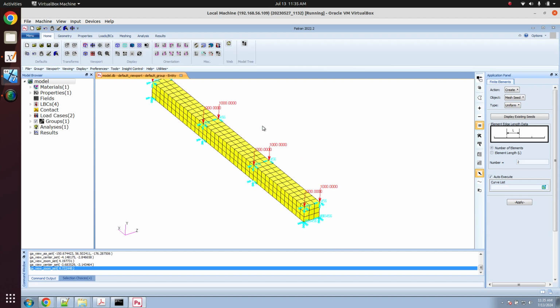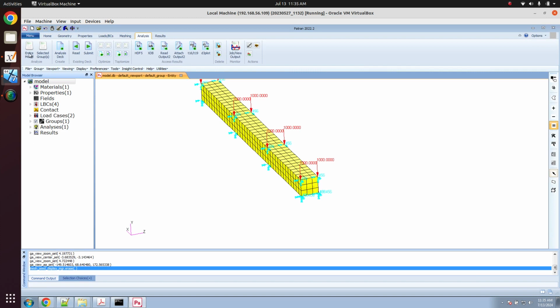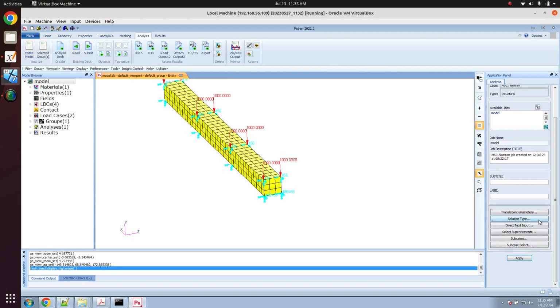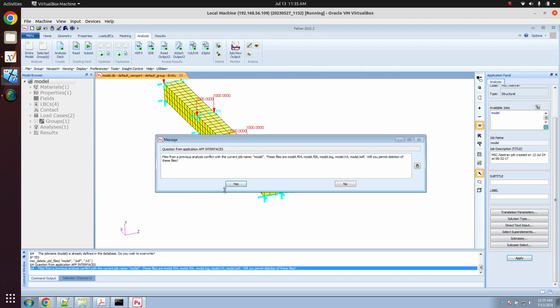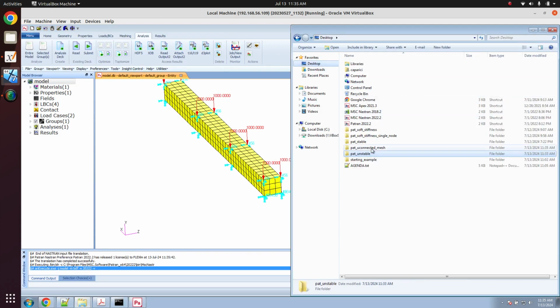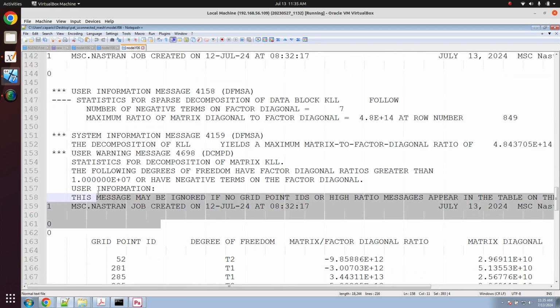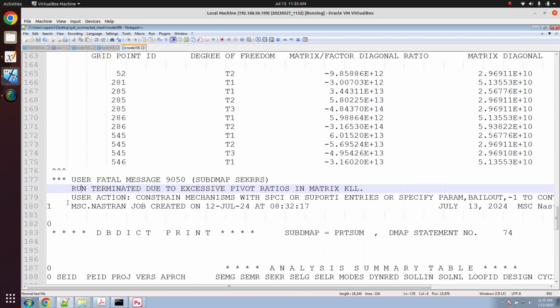So let me go ahead and do the following. So here's our same beam, pins, and rollers. There's a pressure load at the top. Now let me go ahead and run this just so we can see the error message. So if you look here, solution type, linear statics, and click apply. And then if we look in that directory, if we look at the F06 file, we get the same fatal message, user fatal message 9050. So here it is. User fatal message 9050, run terminated due to excessive pivot ratios in matrix KL.